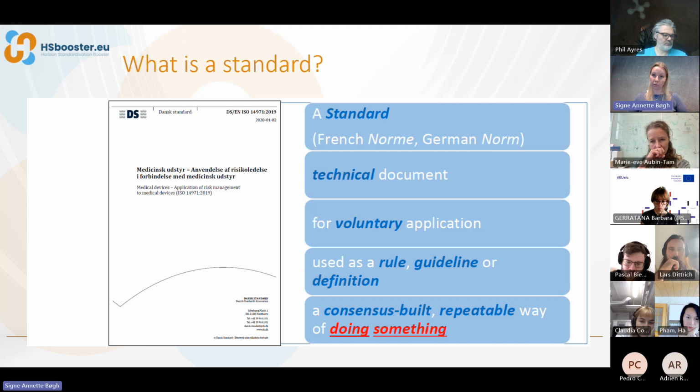They should be repeatable, because it doesn't make sense to make these formal standards for only one use. So this is something that's for repeated use, and it's for doing something, basically. Like I said, I'm starting kind of with the beginning.